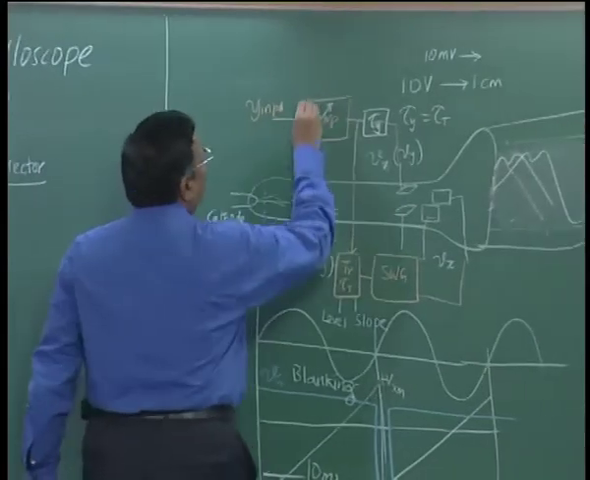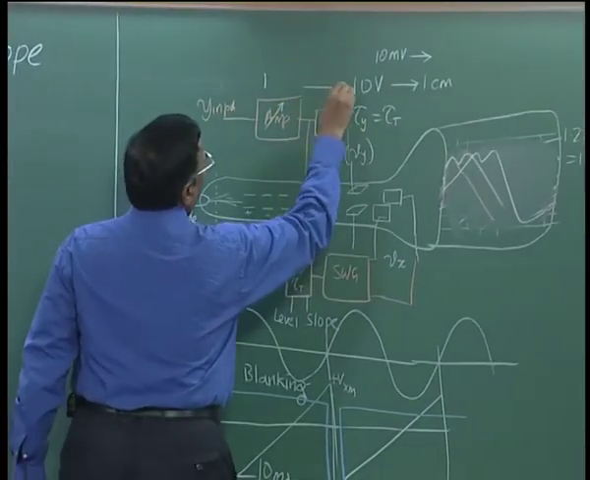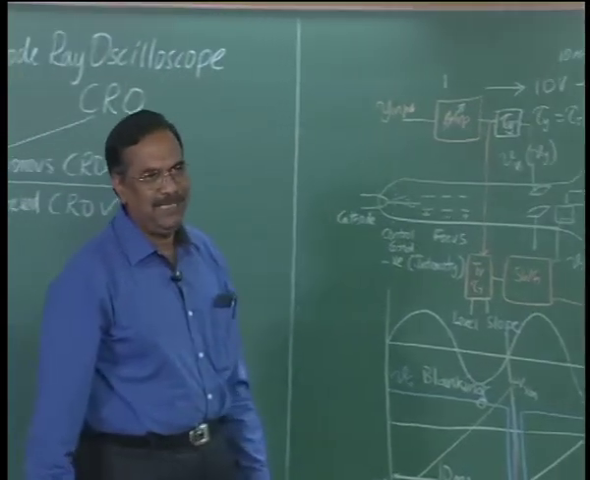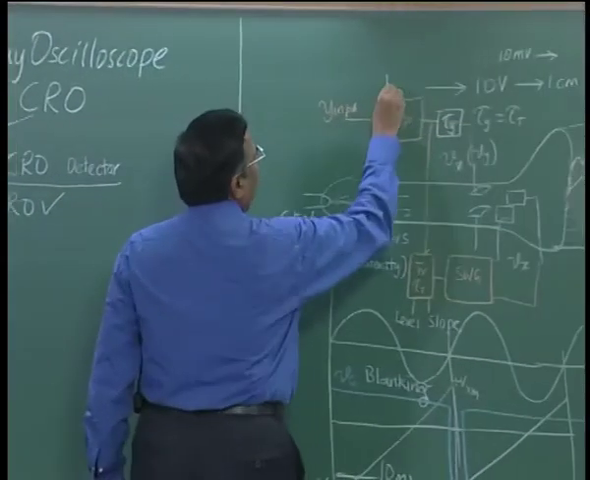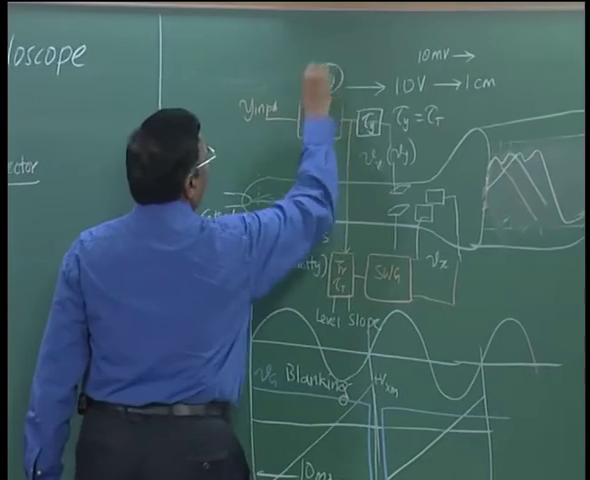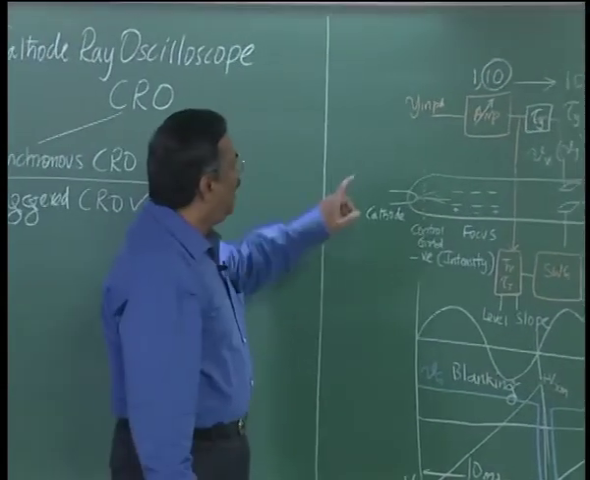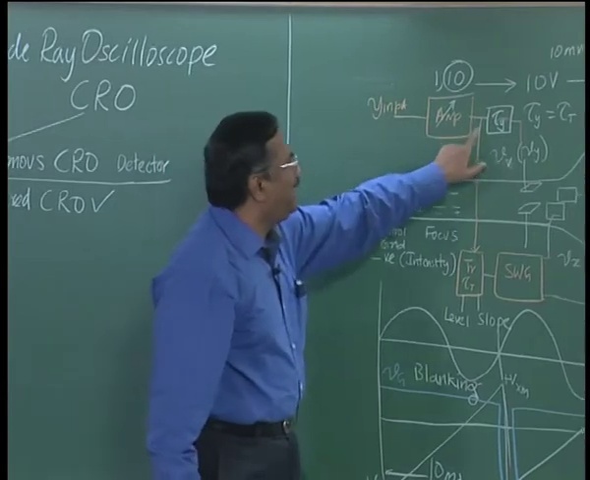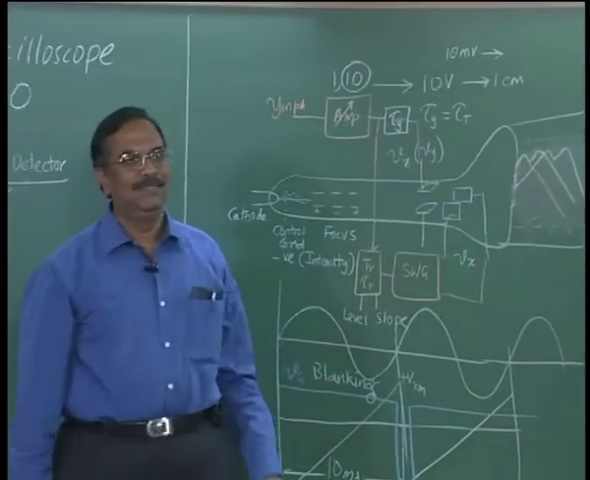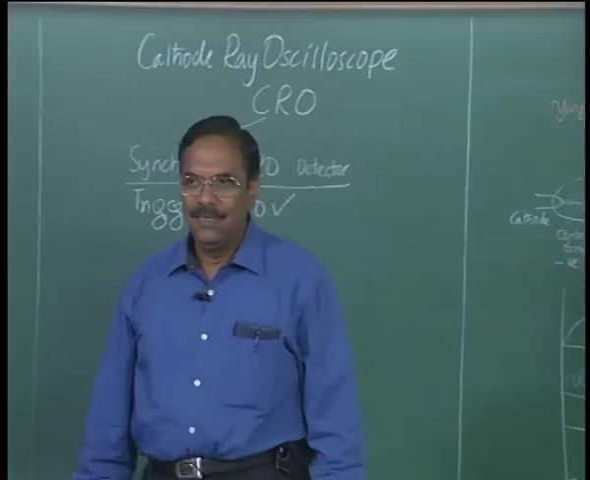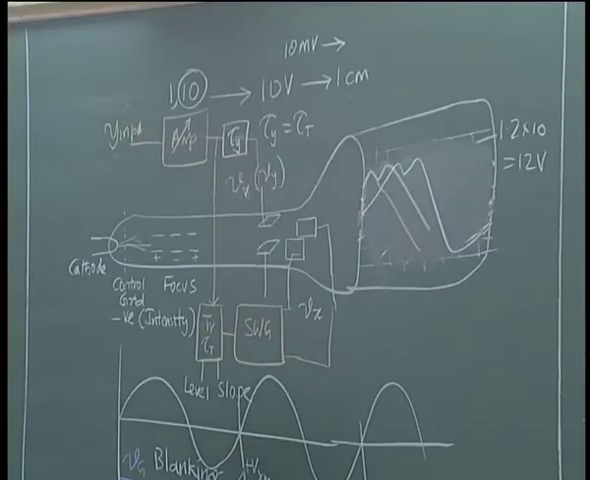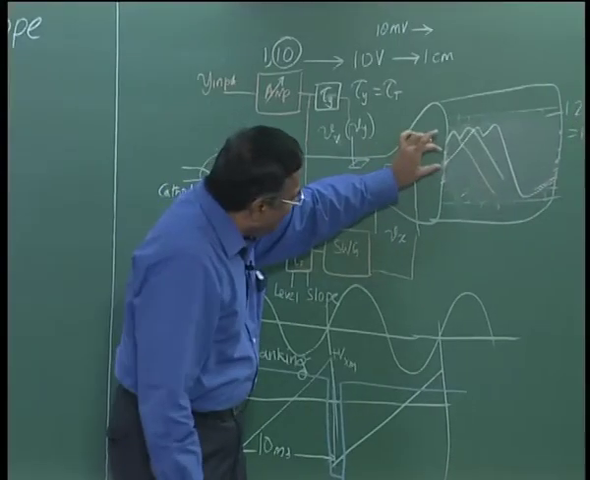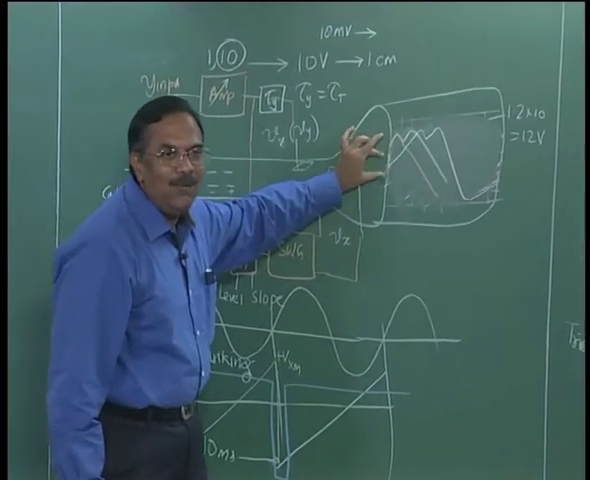Let us say when I had amplifier gain 1, it was 10 volts per centimeter. Now, when I make the amplifier gain 10, 1 volt itself will give me 10 volts, and that gives 1 centimeter. If I apply an input of 1 volt, that would give me an amplifier output of 10 volts, that would give me 1 centimeter. So, by simply adjusting the gain, I can get the deflection sensitivity I want.